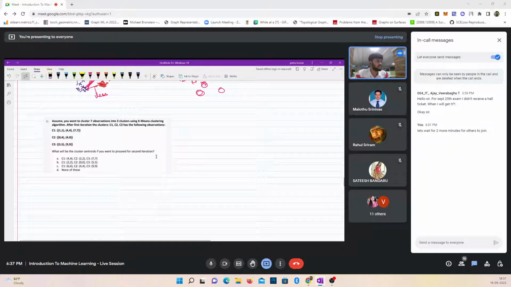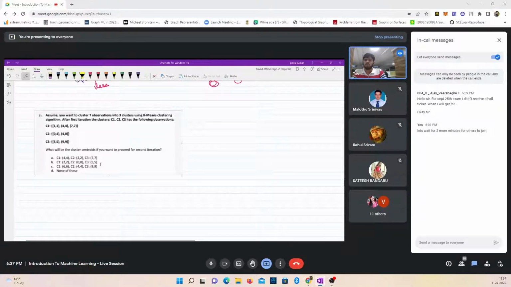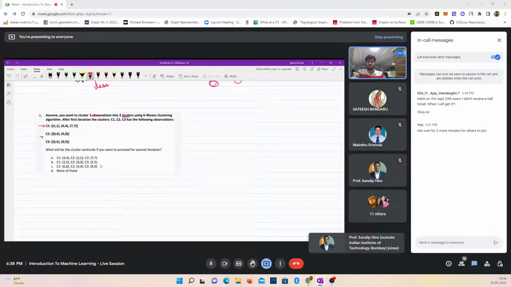Let's move to the next question. This was asked last year, I guess. Assume that you want to cluster 7 observations into 3 clusters with the k-means clustering algorithm. The first iteration of the clusters is this: you have your first cluster as this, second cluster as this, and third cluster as this. What would be the clusters' centroids?